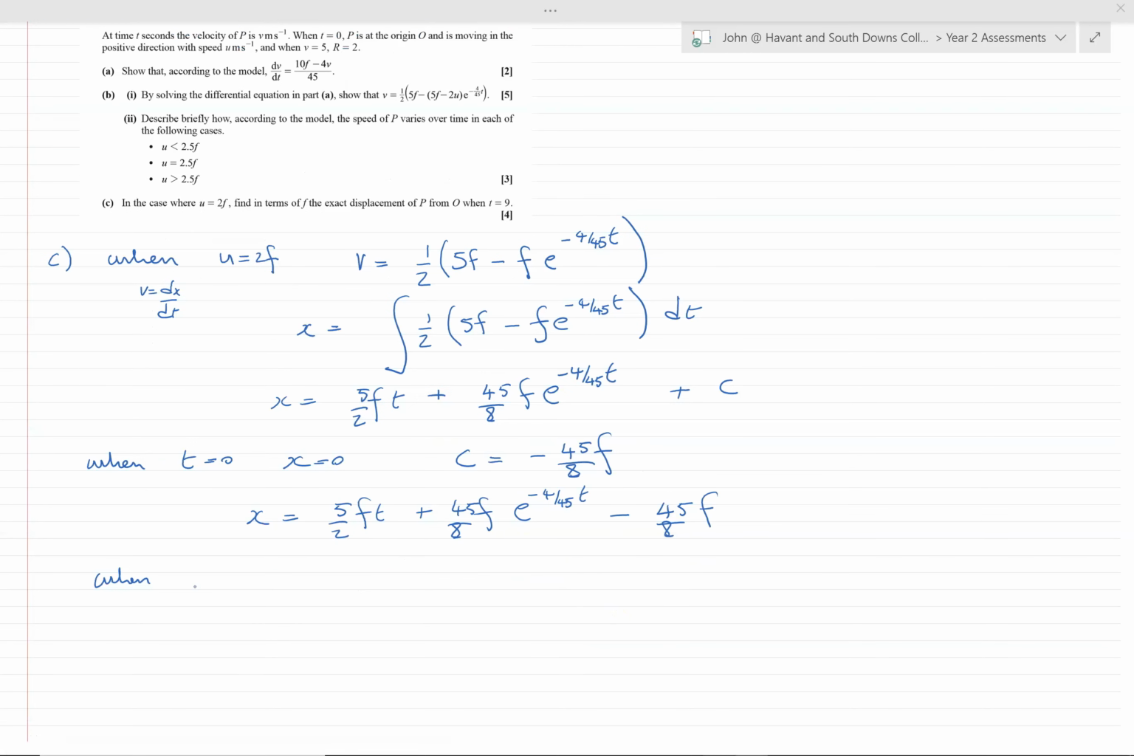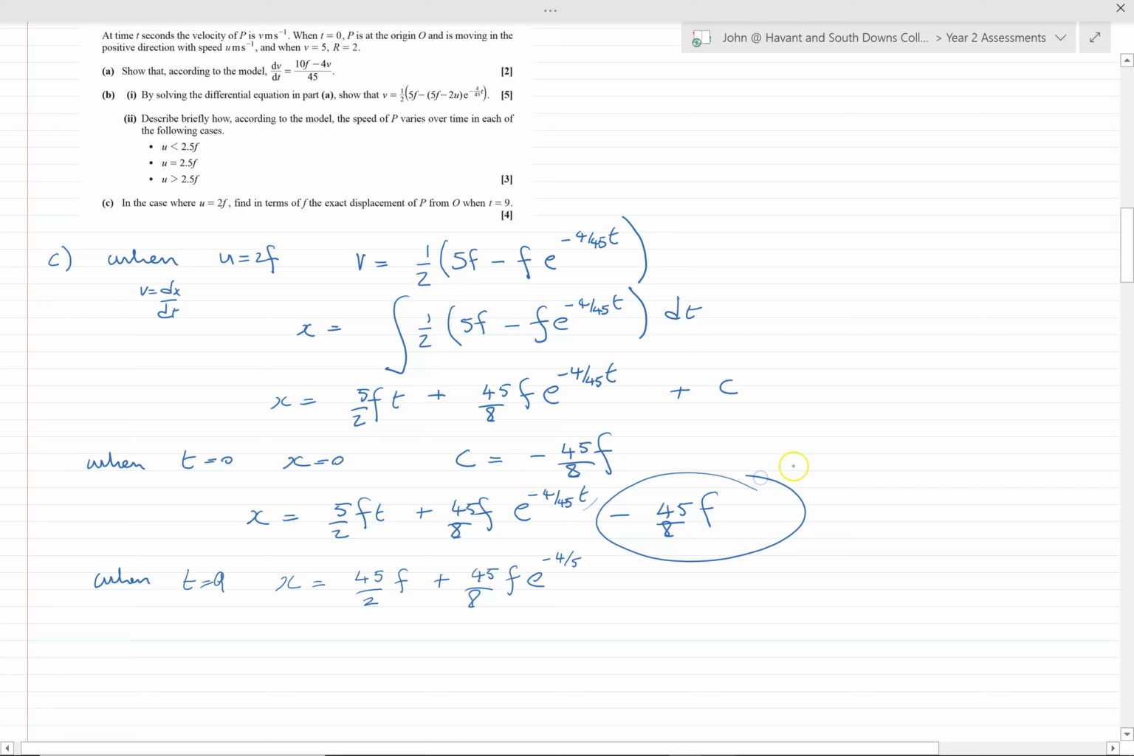So now it's just a case of putting in t equals 9 into here. So we've got x is equal to, this bit will come to 45 over 2f. This bit here will be 45 over 8f, but because we've got 9 inside there, that will be e to the minus 4 over 5. And this bit here is constant.